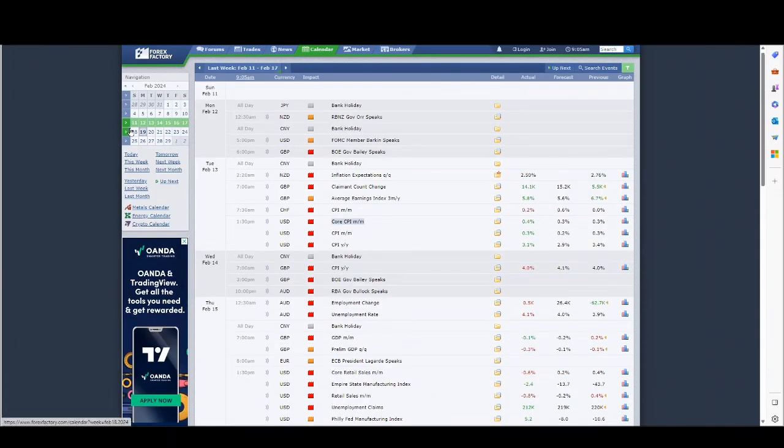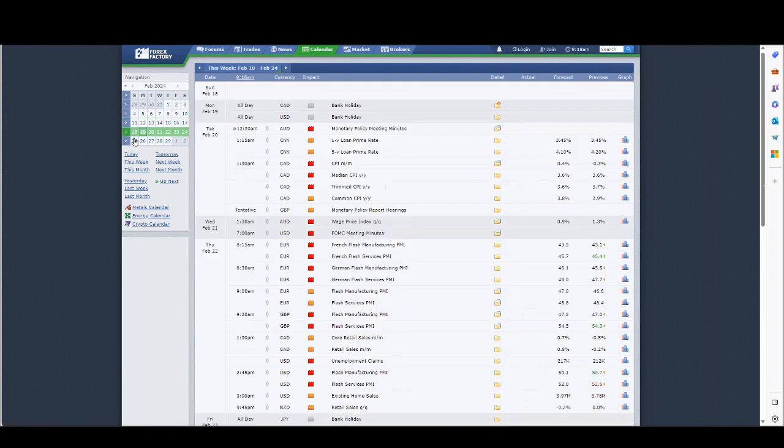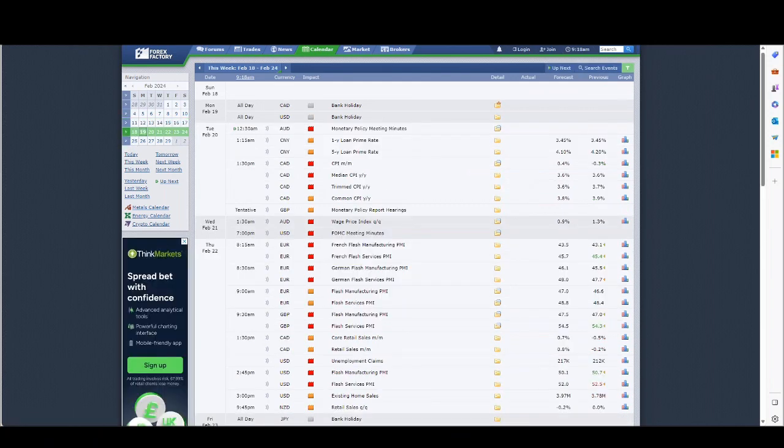Here we go. Let's get on to the right week. Holiday today in the US. It used to be called George Washington's birthday. It's actually called President's Day. The markets are shut, so no US influence.